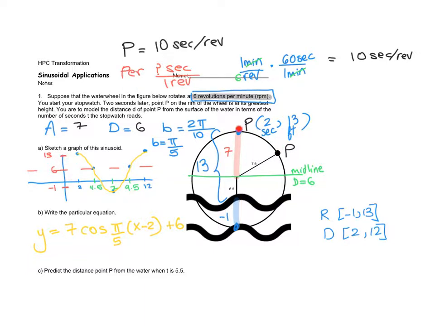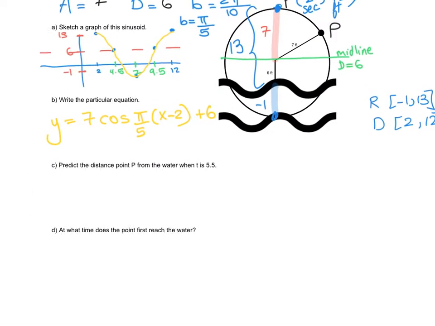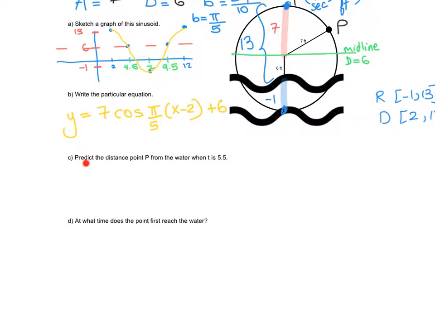Now, at 2 seconds it reaches the highest, so that's the start of my domain. And then the period is 10, so from 2 to 12. The midline is at the center, which is 6 in this case, so it's 6 above the surface of the water. The amplitude is 7 to get to the highest point, which is the radius in this case. And then the lowest is going to be -1, because 6 minus 7 gives you -1.